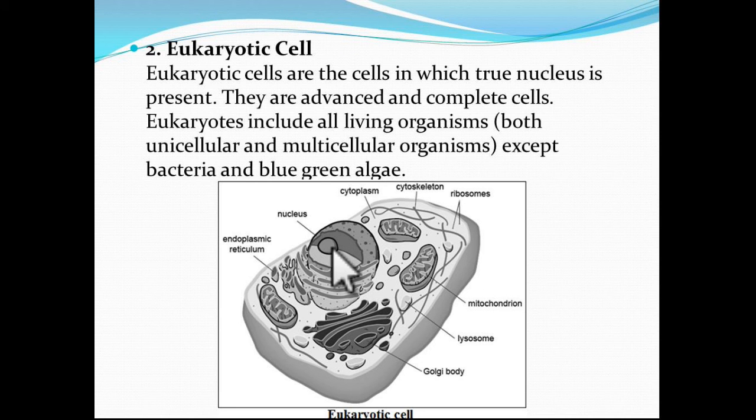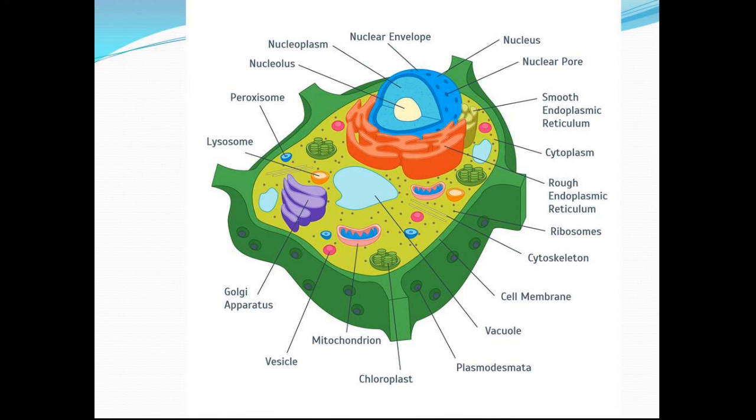You can see here, and all the organelles are present here, like endoplasmic reticulum is there, and Golgi body is there, mitochondria is there, lysosomes are there, ribosomes are there, cytoplasm, cytoskeleton. They are advanced and complete cells, and they include all the living organisms, both unicellular and multicellular organisms, except bacteria and blue-green algae.